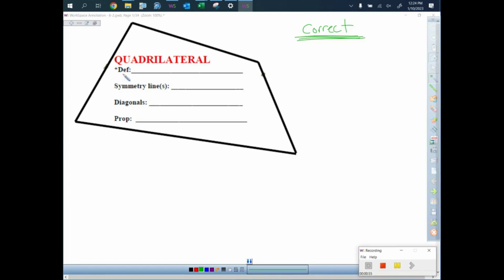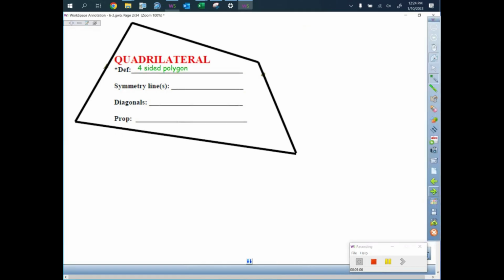I want to know the definition of a quadrilateral. We know the definition of a quadrilateral. What is the definition of a quadrilateral? Four-sided polygon is correct. So you can pause the video if you need to, but I'm going to go really quick.